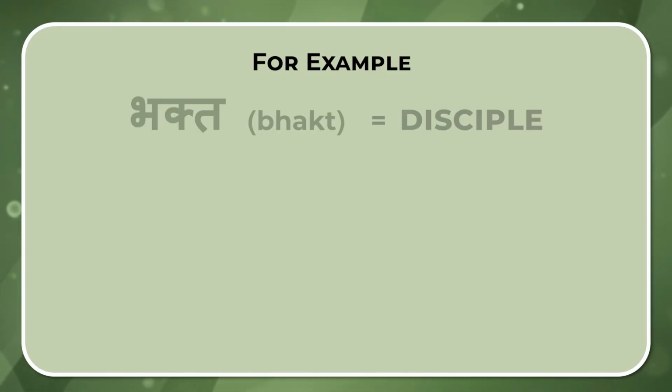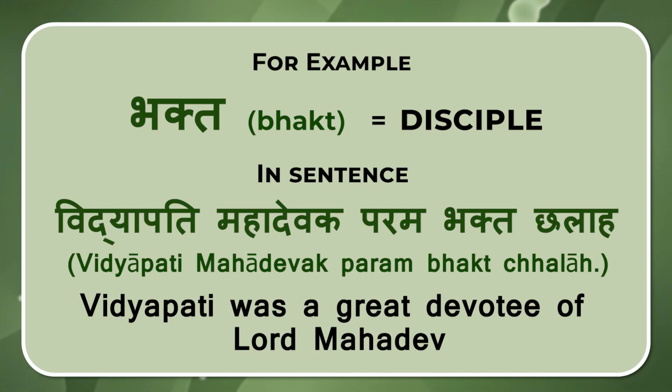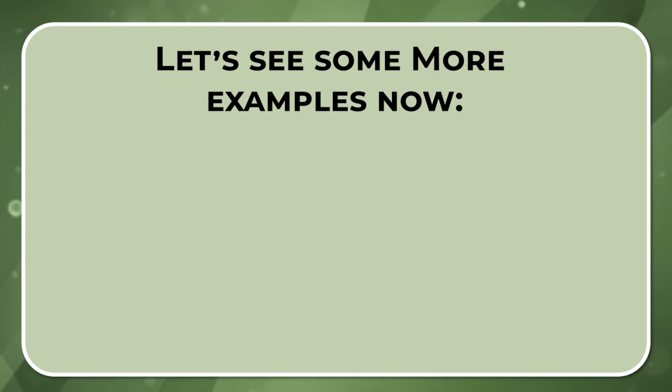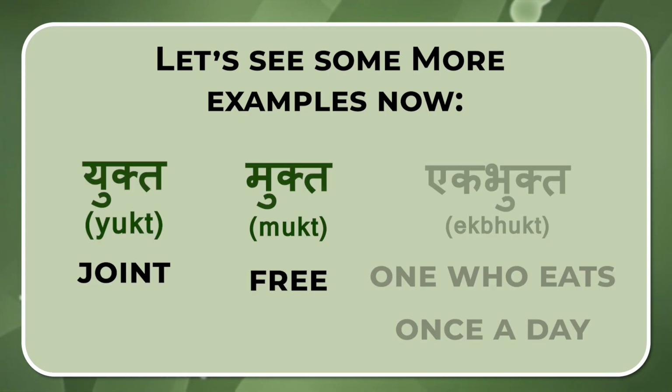This conjunct letter is not used at the beginning of the word but is used in the middle and at the end. For example, Bhakt, which means disciple. Vidyapati Mahadevak Param Bhakt Chala. Let's see the examples. Yukt, Mukt, Ekbhukt.